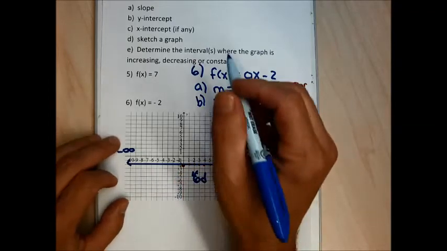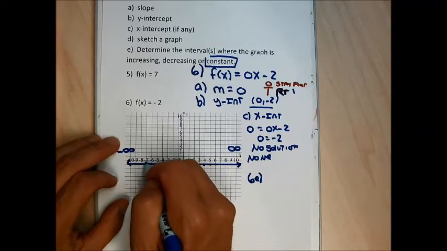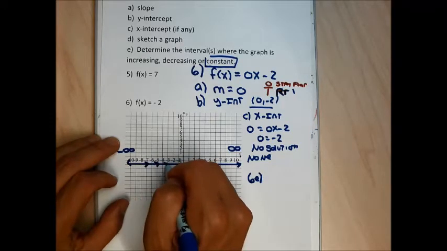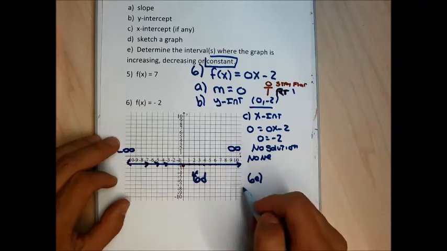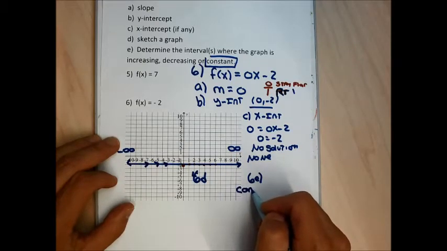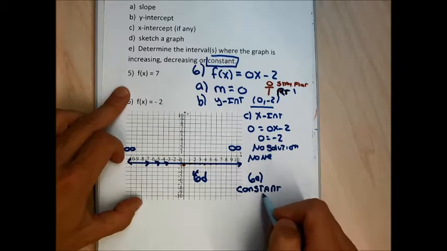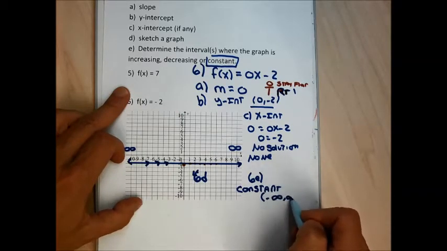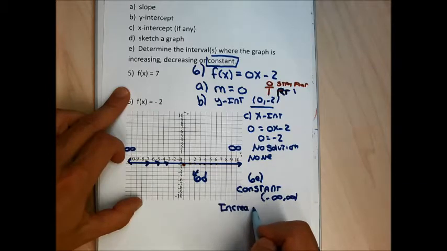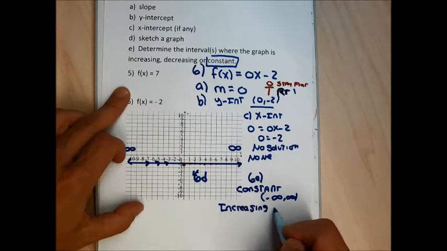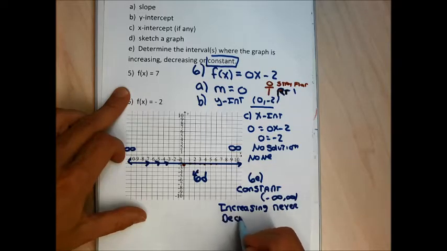And this function, as I move from left to right, it doesn't get higher, nor does it get lower. It stays constant. It's constantly at the same level. It's not going up or going down. So for this function, to describe what it's doing, this is constant over the interval negative infinity to infinity. And for the increasing and decreasing, it's never increasing and it's never decreasing. And again, you don't have to include the never parts in your answer, but you can.